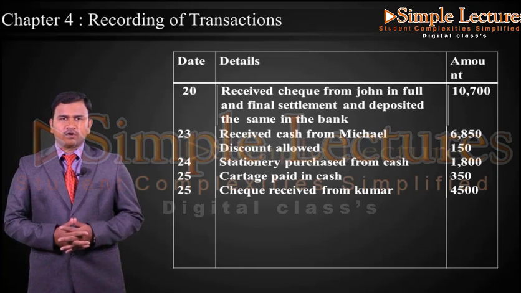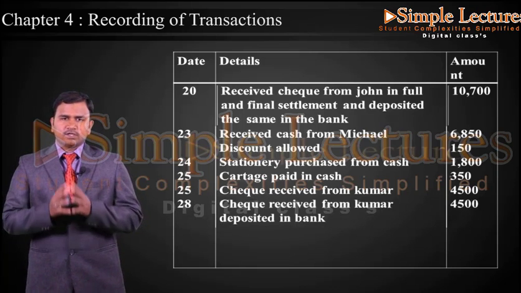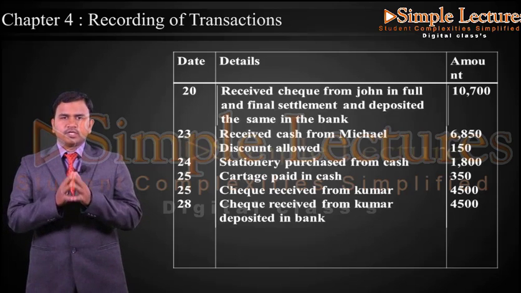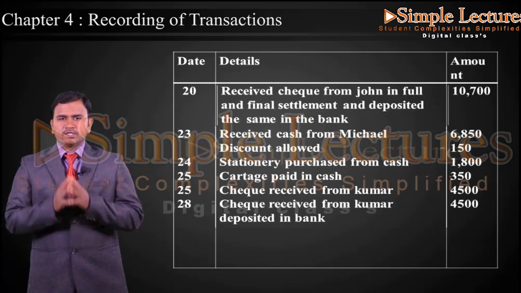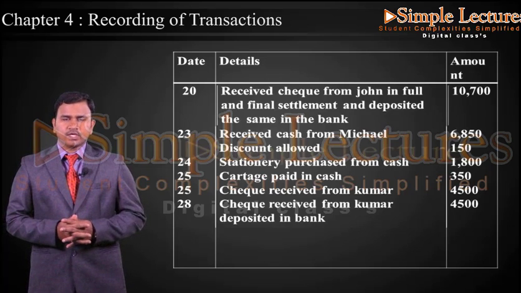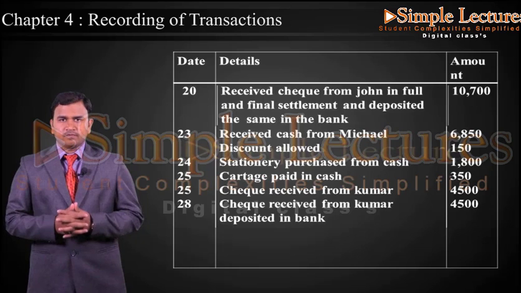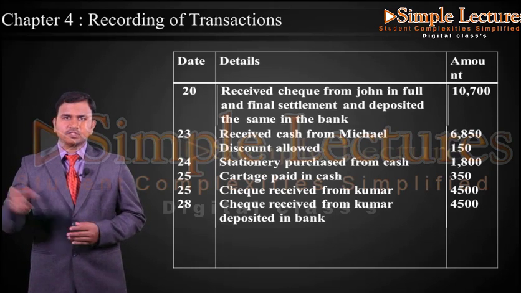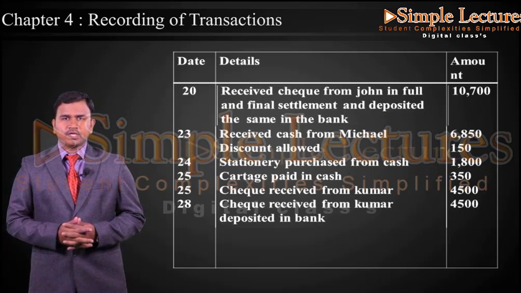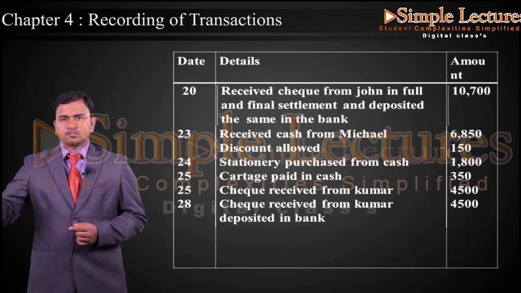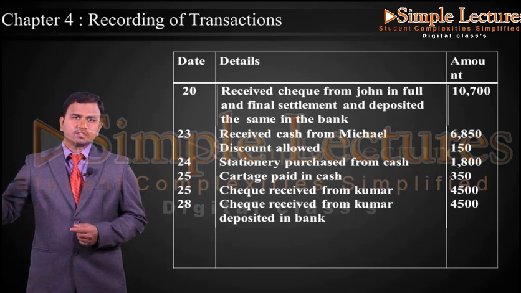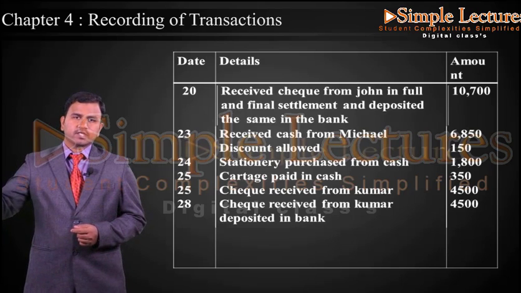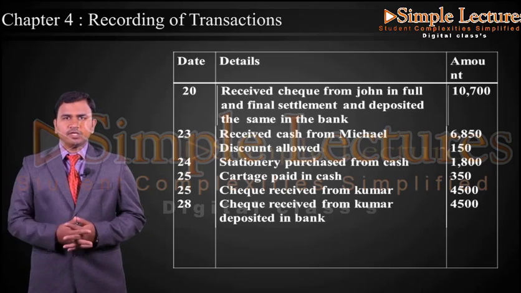Next entry we have on August 28th: cash received from Kumar deposited in bank. The check received from Kumar was deposited in the bank, 4,500, which means the check we received on August 25th was deposited on August 28th. This entry will be recorded on the debit side because the bank amount should be increased. For this, when it is deposited, the cash amount we had considered should be removed here.